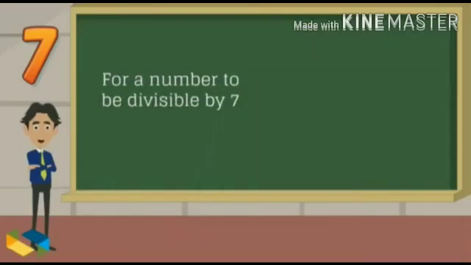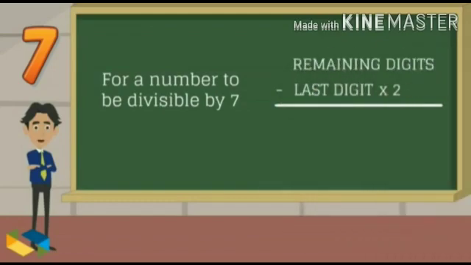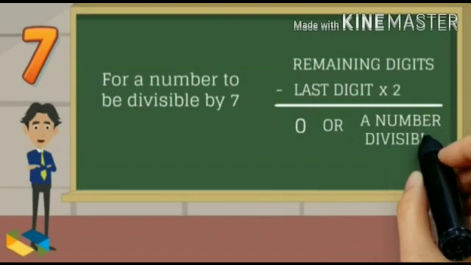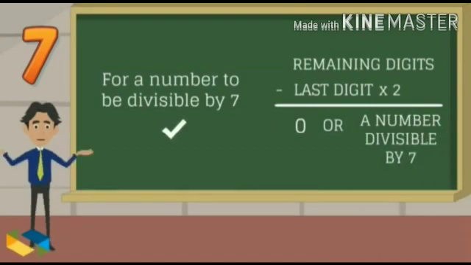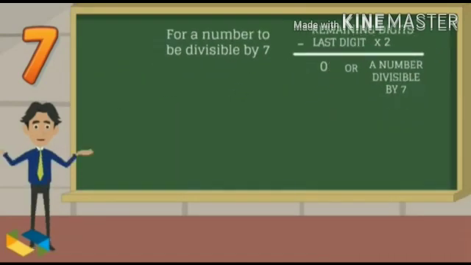In the divisibility rule for 7, we first take the last digit and double it. Then we subtract the result from the remaining digits. If the result of this is 0 or any number that we know is divisible by 7, then the number passes the test. Let's see through this example.